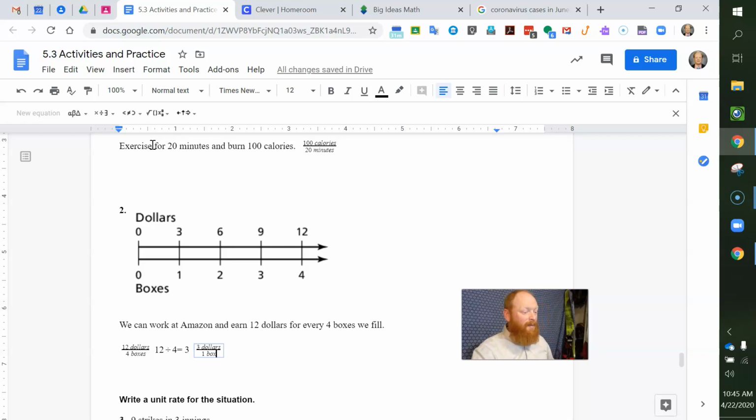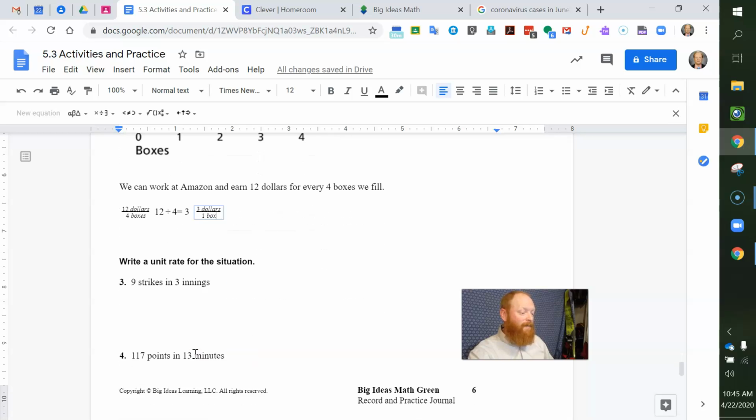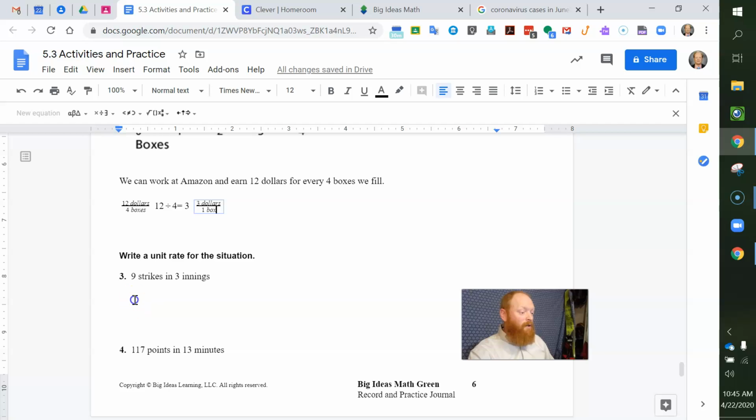So if I was working at Amazon and I got paid by the number of boxes I filled, I'd earn $3 for every box. Okay. Write a unit rate for the situation. Oh, that's what we just did up here. Our unit rate means that our denominator is 1.